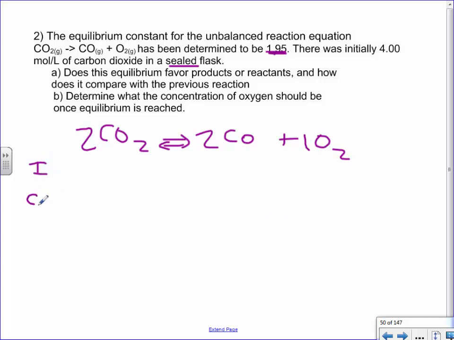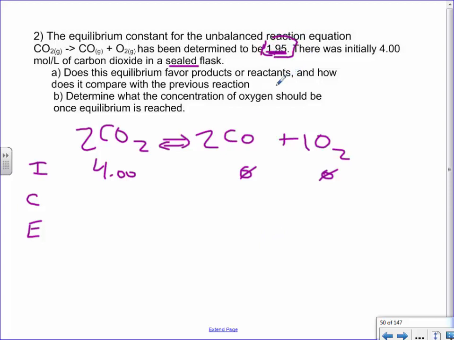Then we need to make our ice table. But today's ice table is a bit different. It says that there's 4 moles per liter right here. And if it doesn't state that there were products already there waiting for us, like it was in the last example, we'll assume there's 0. But that's all it gave us. That's literally the only numbers that we were given, other than this equilibrium constant.